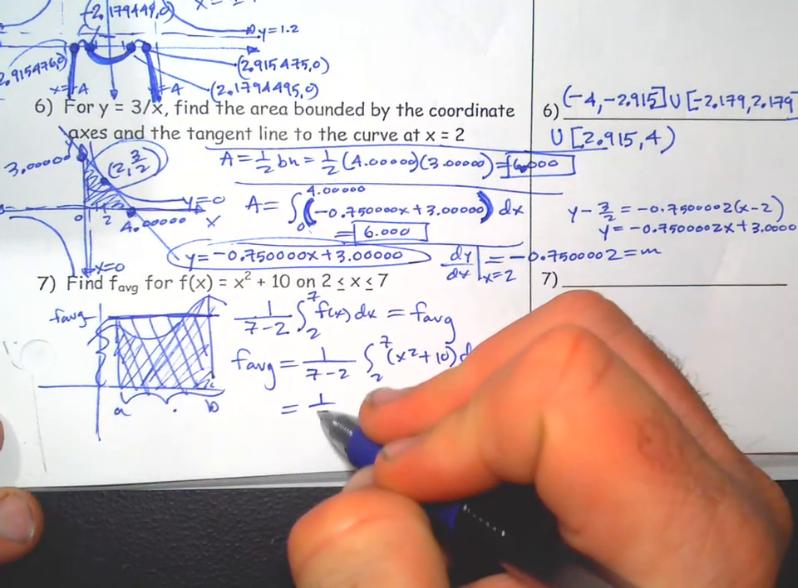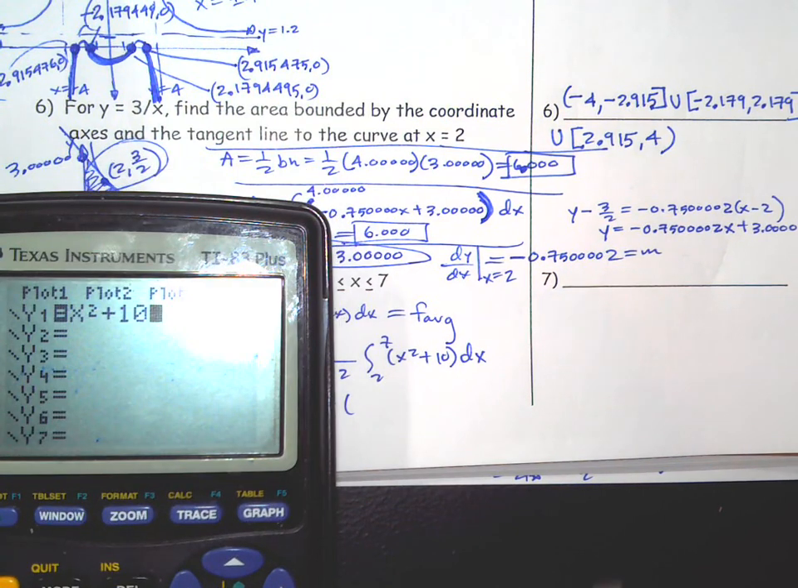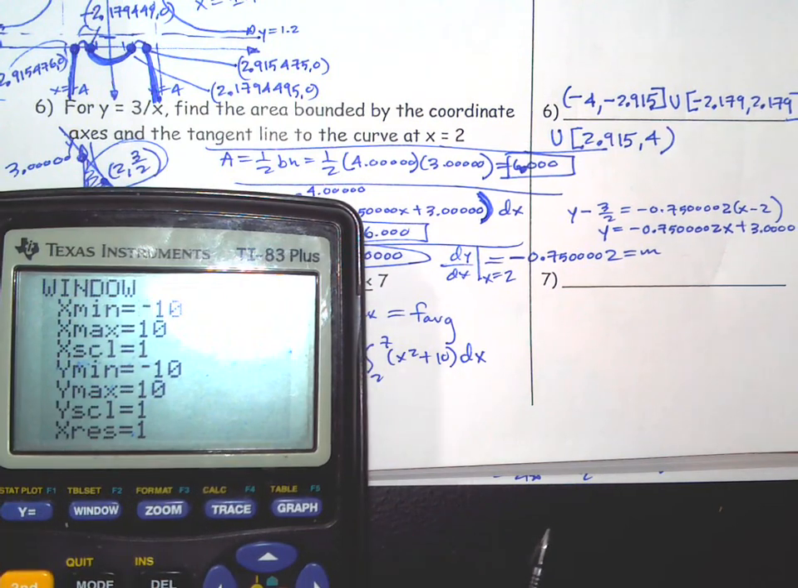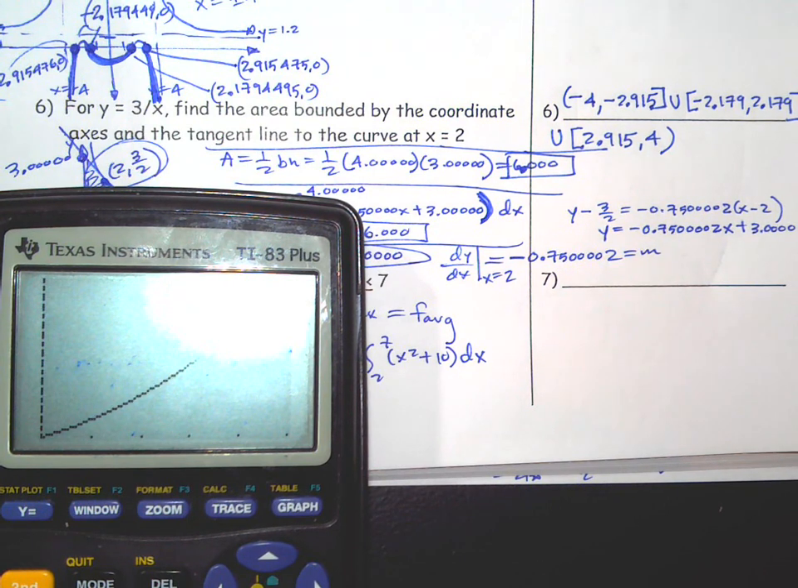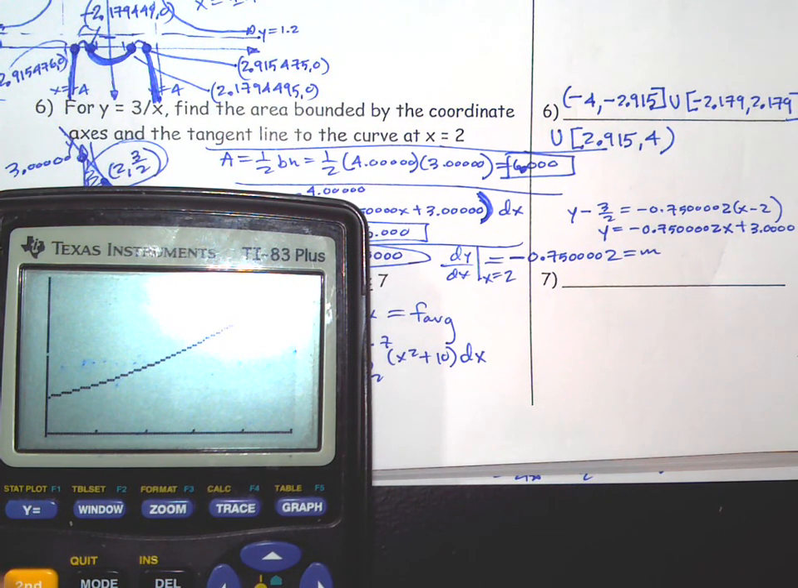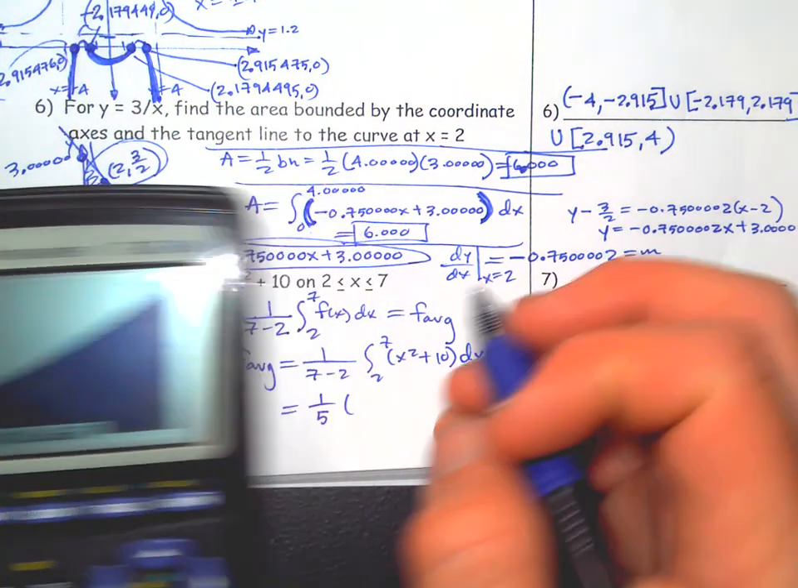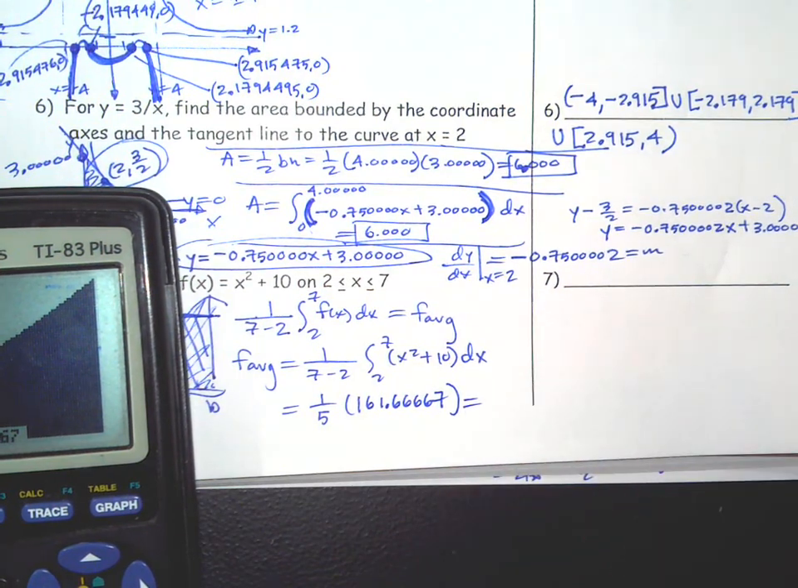So my calculator, we could find this. You know, we could do it from this screen, or you could do it from the home screen. X squared plus 10. If you do it here, you got to graph it though. So window, I mean, it says 2 to 7, so we could do 2 to 7, and we could do zoom fit, zoom 0, takes a little more time. Here's the graph. Go back to window. I'd like to see the bottom. So there's a little more. So we do second calc, number 7. 2 to 7, shades it all in, gives you a value. 161.66667. Do not round or truncate to 3 decimal places until you're done.